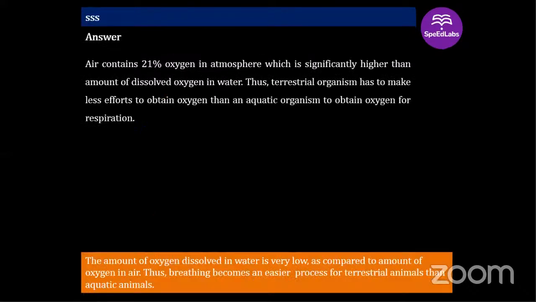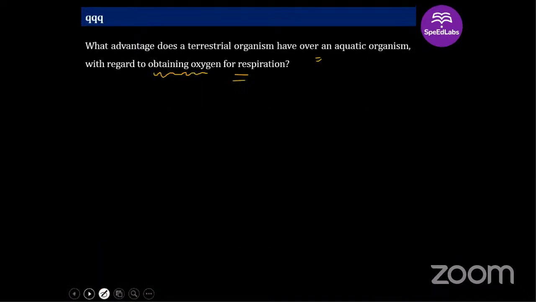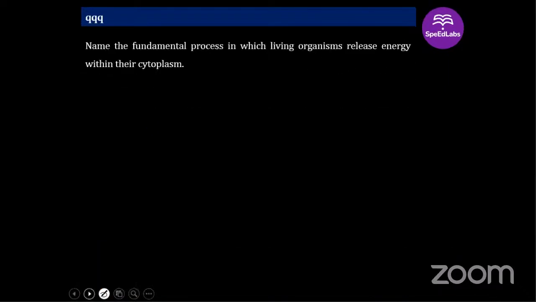Okay, see, air contains about 21% of oxygen in the atmosphere, which is significantly higher than the amount of dissolved oxygen in water. So the terrestrial organisms have to make less effort to obtain oxygen than the aquatic organisms to obtain the oxygen which is dissolved in water. So this is what you're going to write in this question. All right, good, Palak.